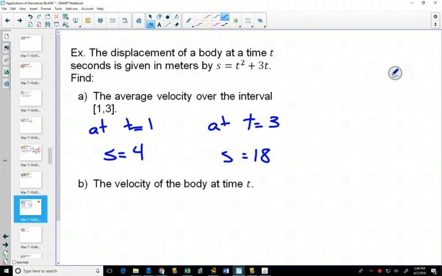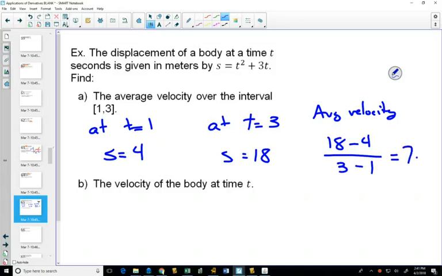Okay? So to find the average velocity is going to be 7 meters per second. Basically, you've got your 18 minus your 4 over 3 minus 1, which will give you your 7 meters per second. You've traveled 14 meters in 2 seconds, so that would be your average velocity.